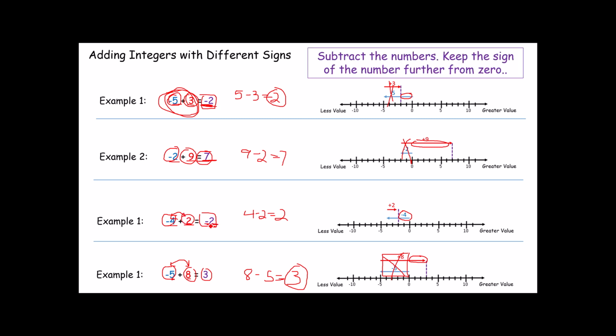You see, we can create a rule that way. All we have to do is subtract the numbers and find what the difference in our movement was. And then we're going to use the sign from the number that was further from 0, or the one I went the most. So if I went farther in the negative direction, my answer will be negative. If I went farther in the positive direction, your number is going to be positive.